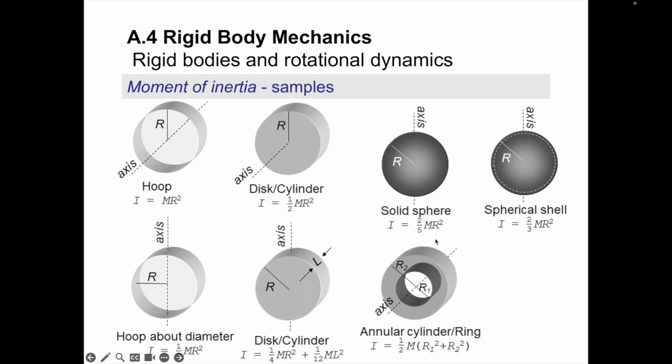For spheres, it's going to be a little bit different. We're going to be looking at the moment of inertia of a solid sphere with an axis going through the top like this as 2/5 mr squared.